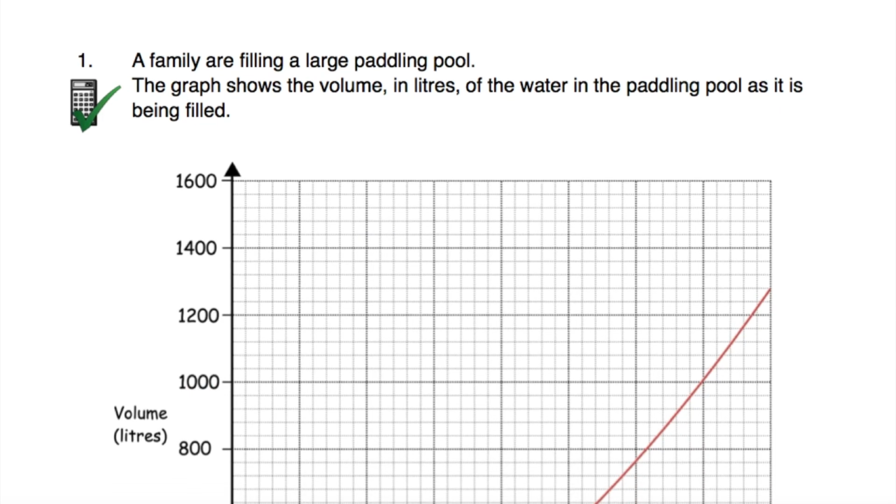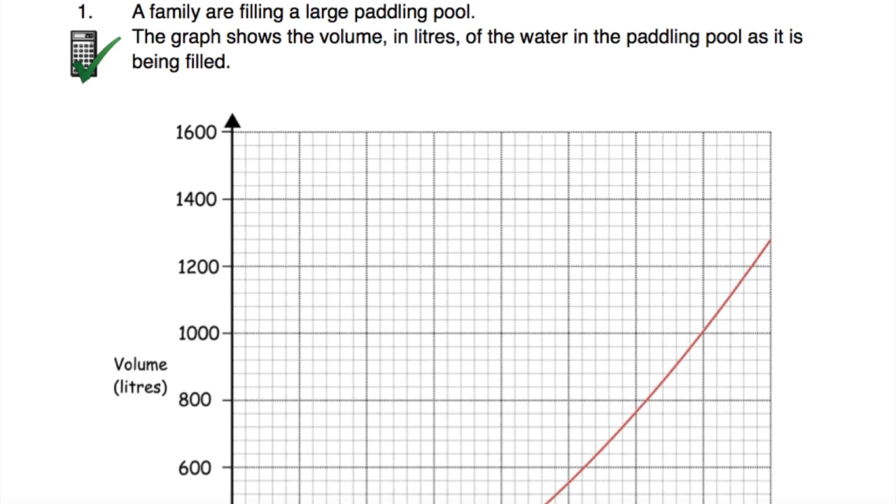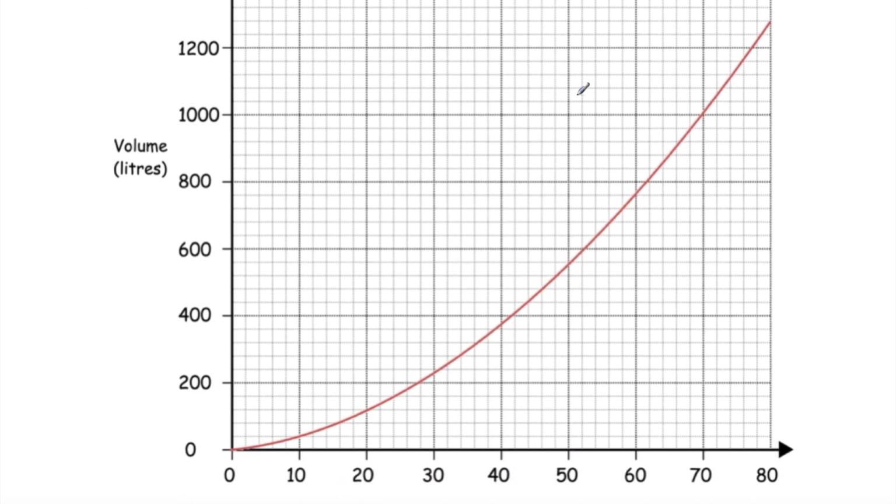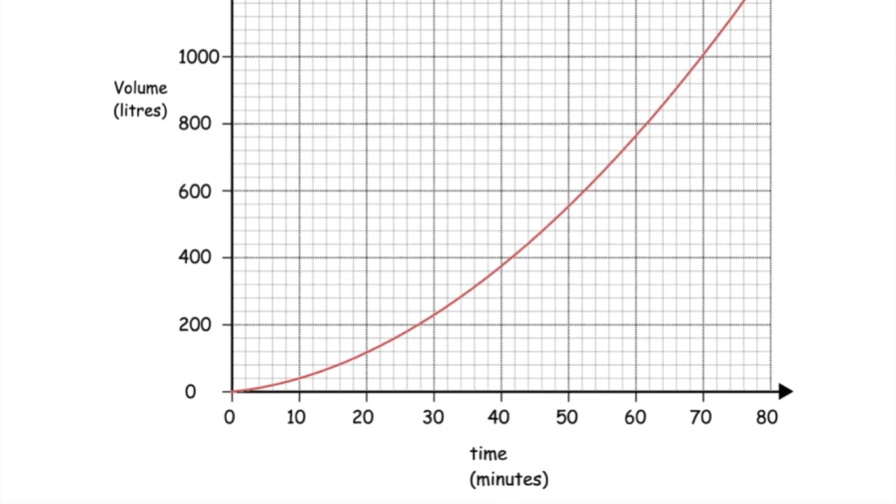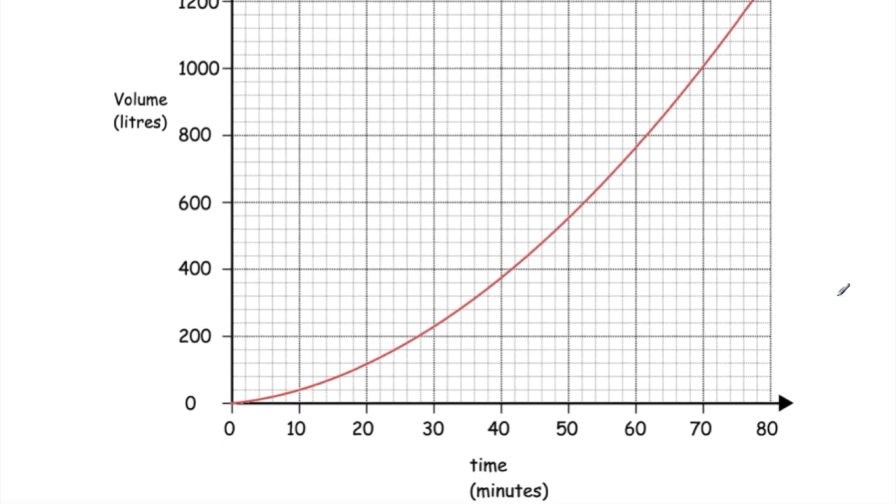Okay, question number one. Question number one says, a family are filling a large paddling pool and the graph shows the volume in litres of the water in the paddling pool as it is being filled. So we've got this graph, and as you can see it's a curve, and going up the vertical axis, we've got the volume of the water in the paddling pool. It starts at 0, so it's empty to begin with. And then going across horizontally we've got the time, from 0 to 80 seconds.